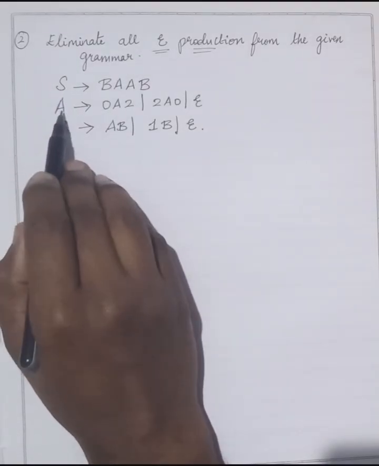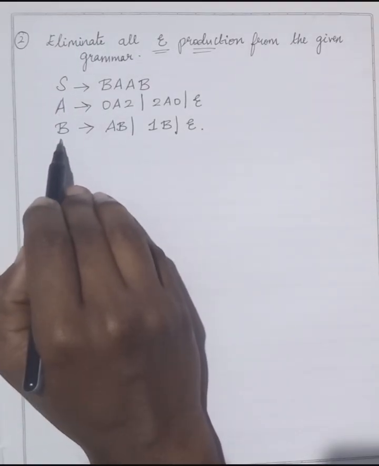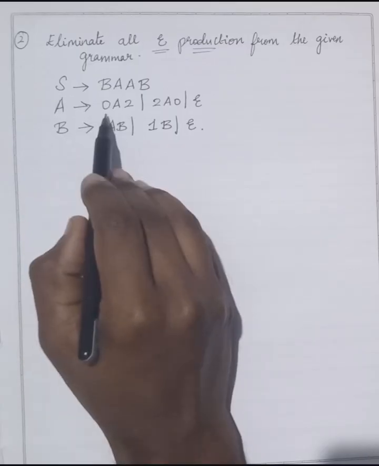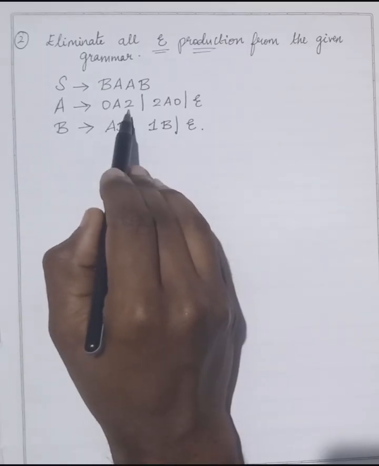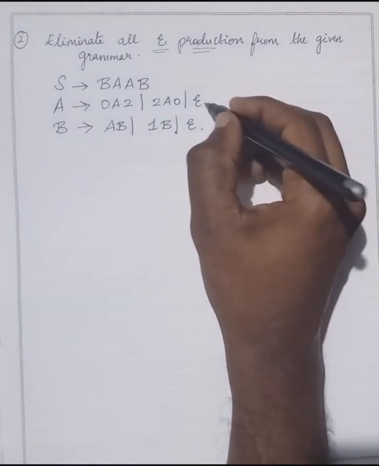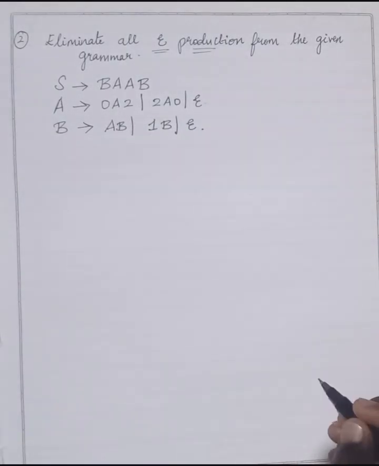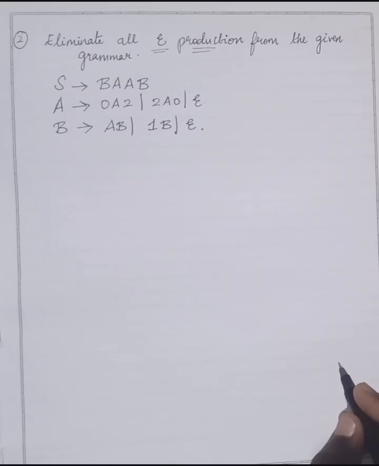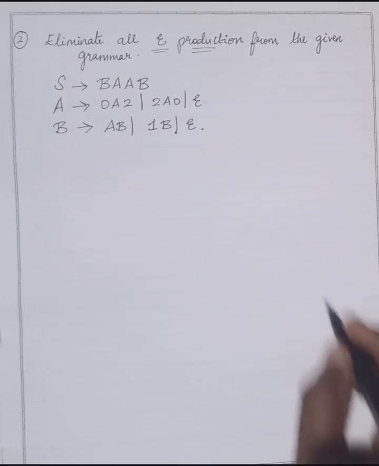So we have S, A, B as the non-terminals. We have 0, 2, 1. So these are the terminals, and we have two direct epsilon productions. We need to remove them. Before going to substitute into the table, first we want to check out all the epsilon productions.